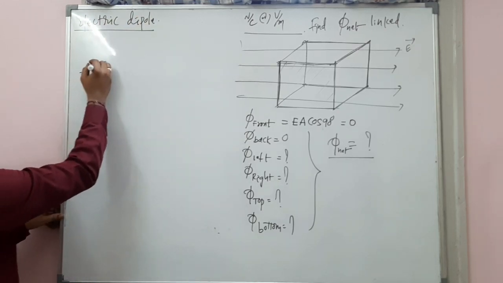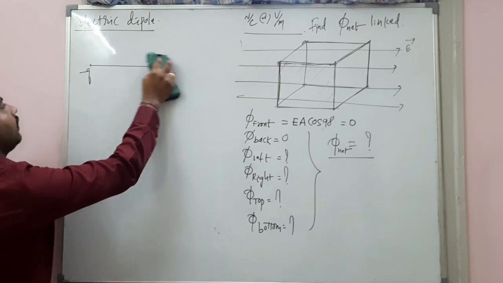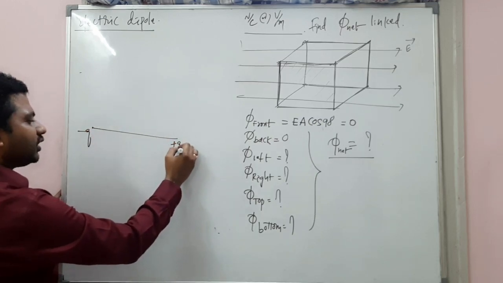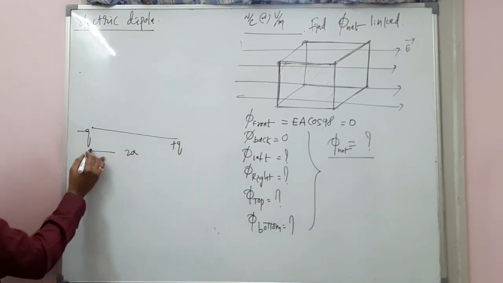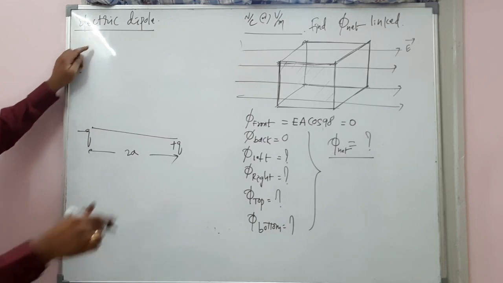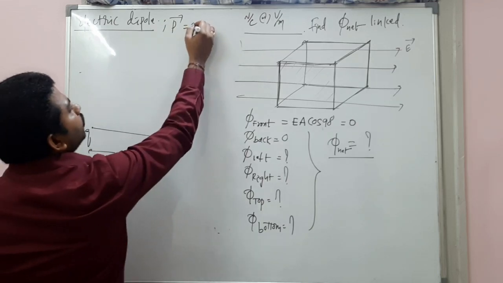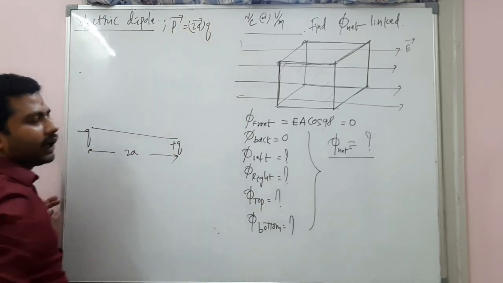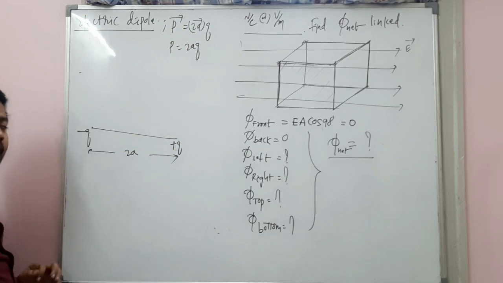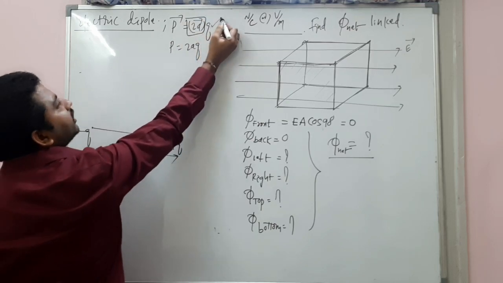So there is a minus q charge and there is a plus q charge here. They are separated at a distance 2a. You know, an electric dipole will have a dipole moment, right? This dipole moment is denoted with the symbol p bar, which is equal to 2a bar into q. Observe, the magnitude, if you write, will be 2aq. So the electric dipole moment is the product of the distance between the two charges and the magnitude of any of the charges.